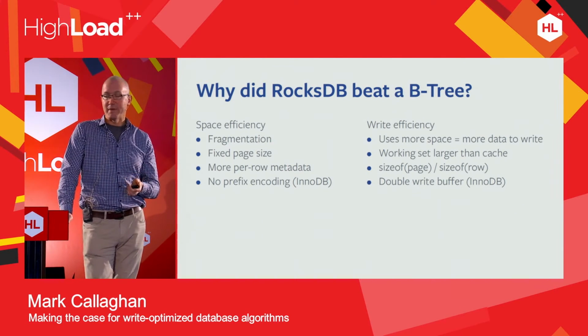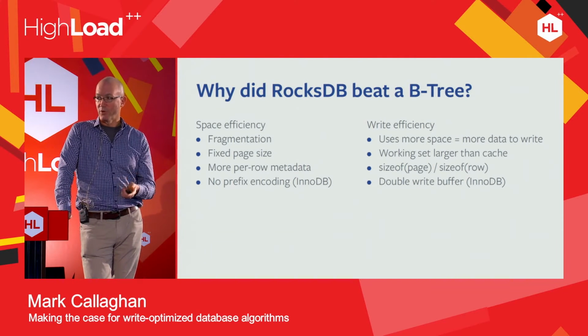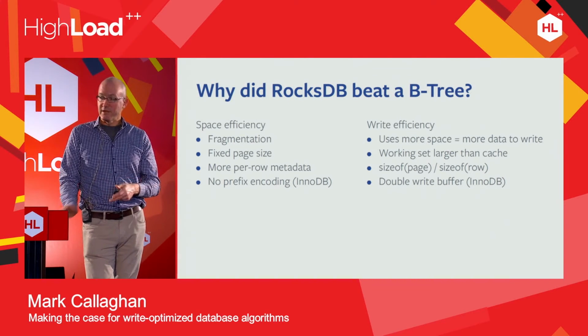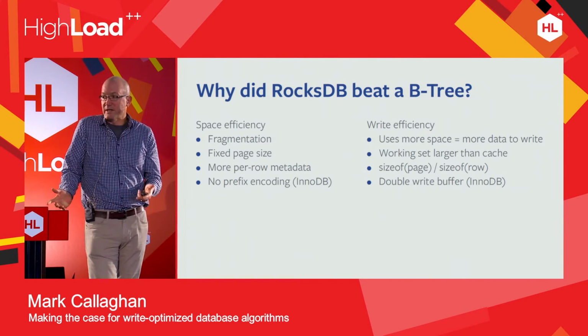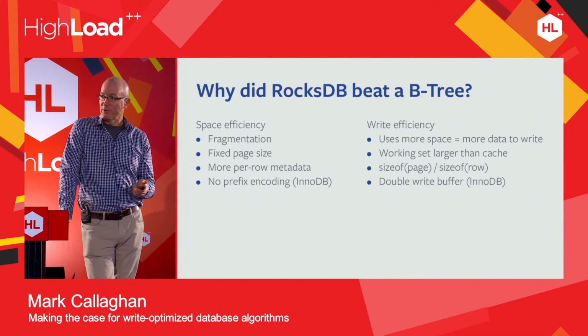InnoDB has more per row metadata. So the per row metadata is 13 bytes. It includes a rollback pointer and a transaction ID. These are essentially random numbers. InnoDB with compression doesn't even try to compress them because they are random numbers. For small rows, 13 bytes overhead is significant.